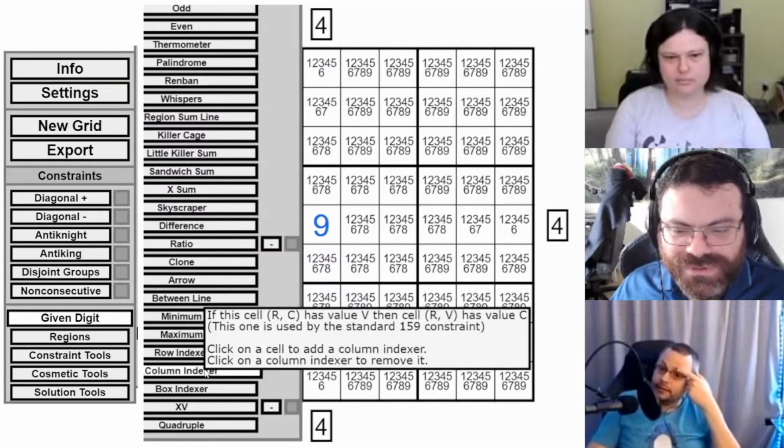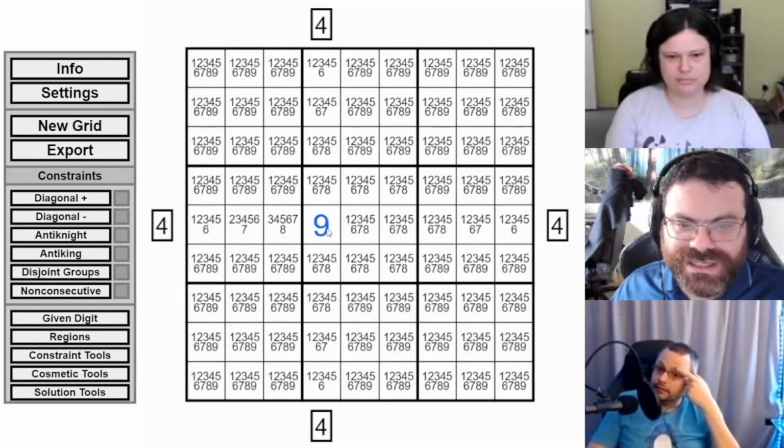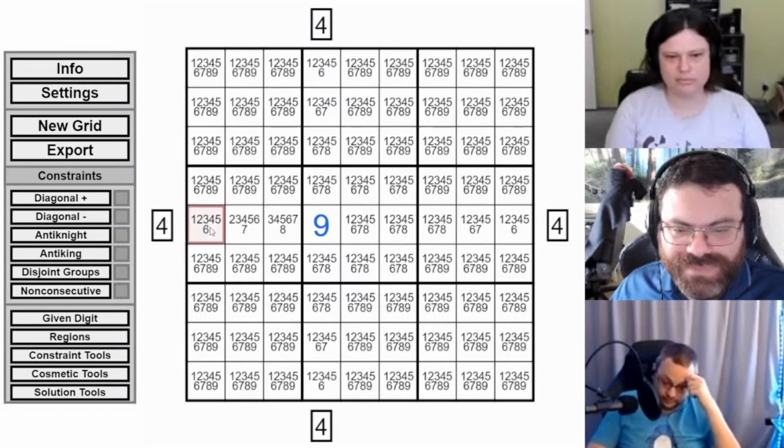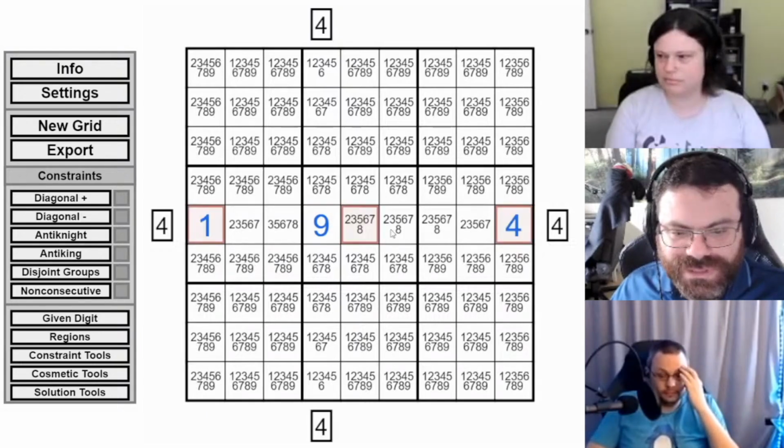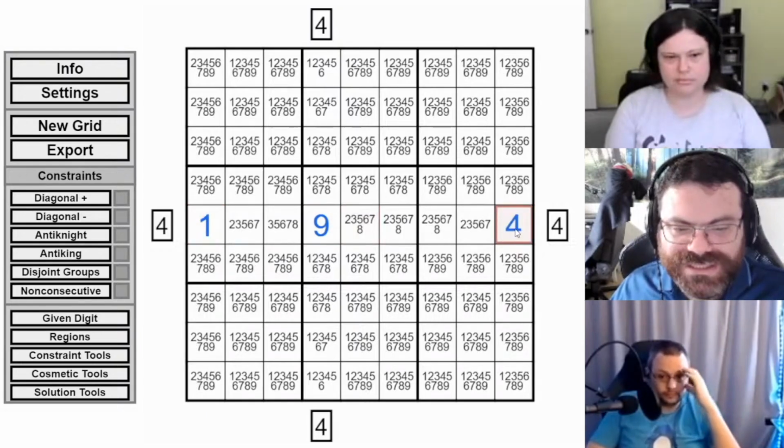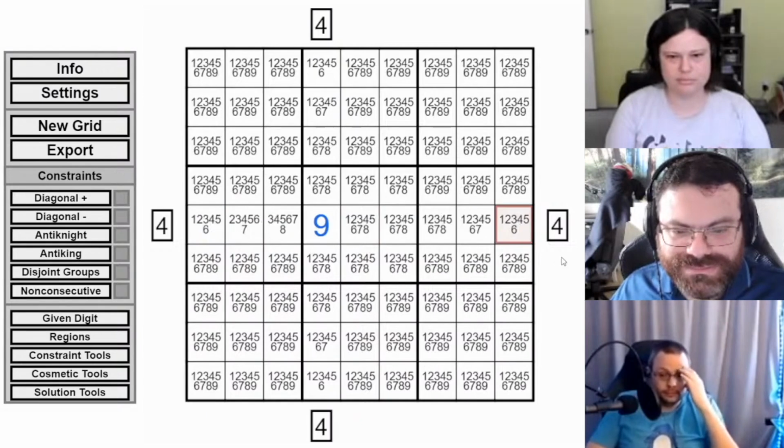If we want to use the column and row indexers, it makes sense to reward finding this 9 by doing a 159 at least in this row, or at the very least, indexing this one cell here.